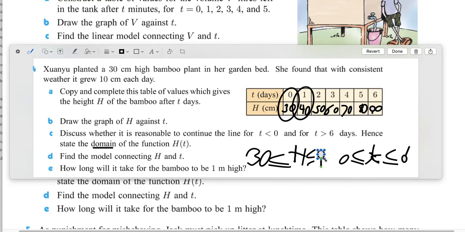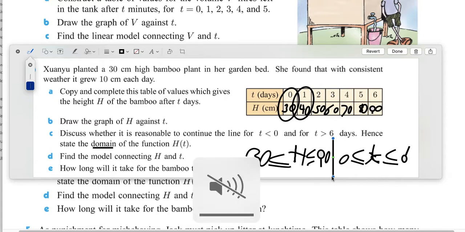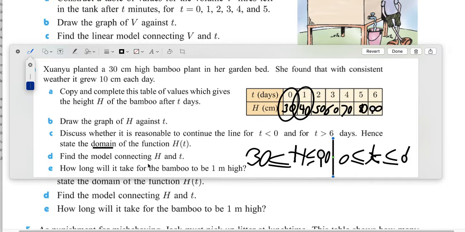So this is just effectively substitution, so this should be quite easy. Find the model connecting h and t. Now I believe the best thing to do for this would be to write down the straight line equation. So we know the gradient is what it's jumping up in each time, and we know the y-intercept is going to be 30. So our model would be the following.